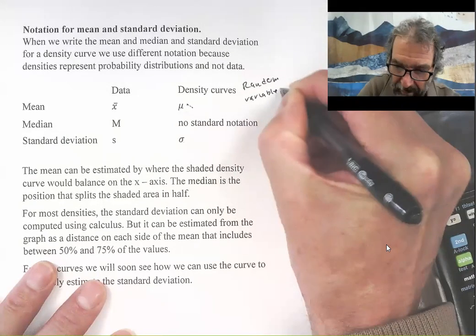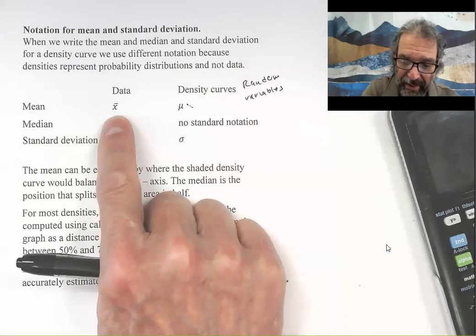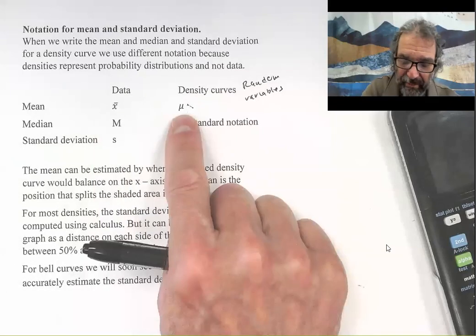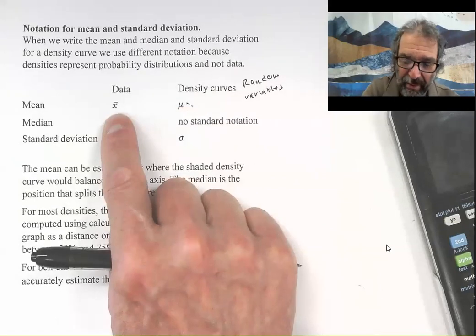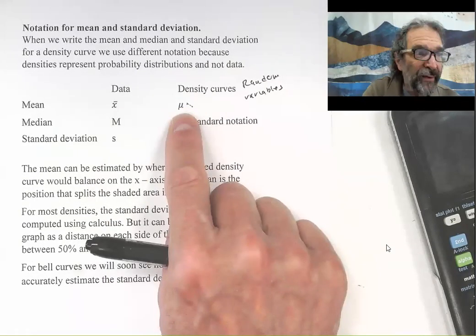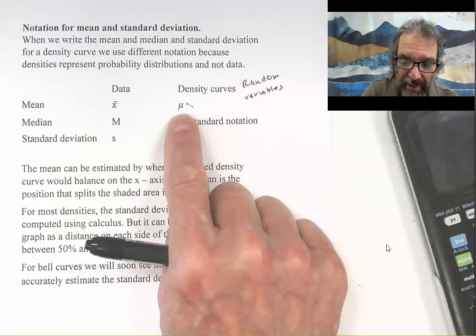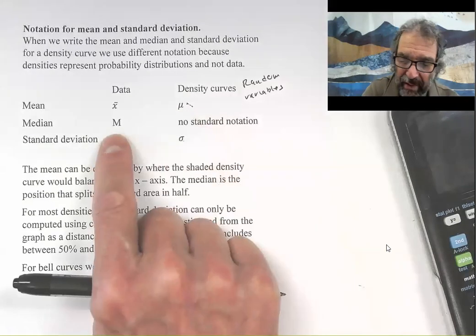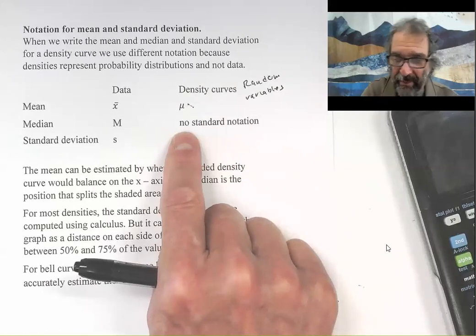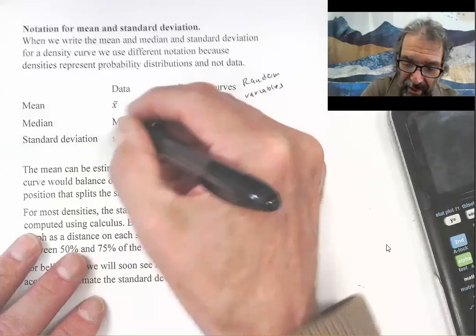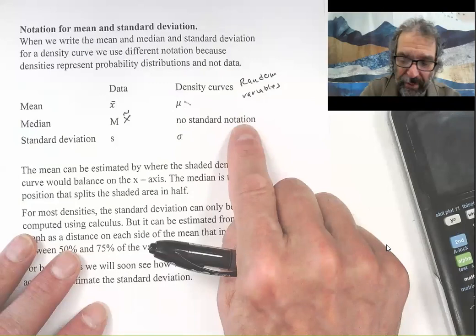And density curves really means random variables in general. So for data, we use x bar to represent the mean. For a giant data set, x bar and mu are probably almost the same number, but we use different notations. So x bar is something that changes from sample to sample, and mu is a characteristic of the distribution or the density curve that you're using to represent the distribution. And the median, we call it m mostly, and for density curves, there's not really a standard notation. There is a median, but sometimes over here, we'll use x with a little wiggle on top for median. Over here, I'm not sure. We don't usually worry about it, okay?